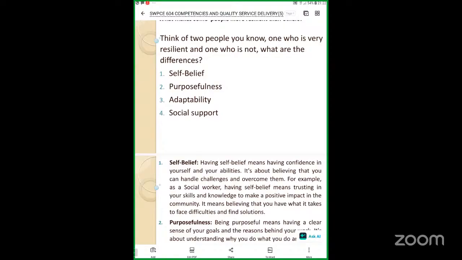You should understand yourself, because having self-belief means having confidence in yourself and your abilities. What are those abilities that you know you have? This is self-belief. It is about believing that you can handle challenges and overcome them. You have that belief. For example, as a social worker, having self-belief means trusting in your skills and knowledge to make a positive impact in the community. It means believing that you have what it takes to face difficulties and find solutions.